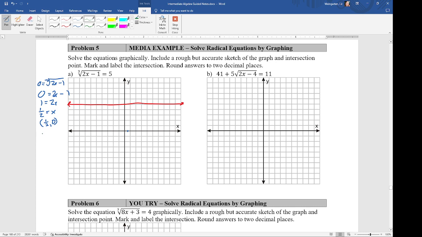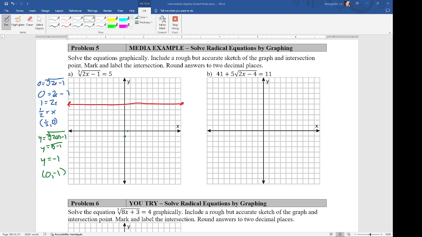Our vertical intercept, we're going to set x equal to 0 and find y. So we're going to take the cubed root of a -1. Now remember, it's a cubed root. If it was a square root, this would be imaginary, but because it's the cubed root, y equals -1. So our vertical intercept is going to be at 0, -1. Right about here.